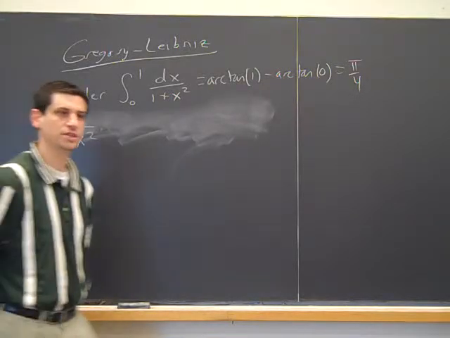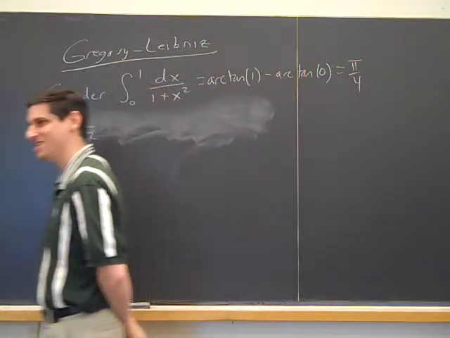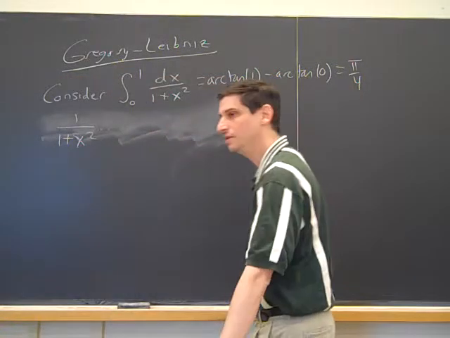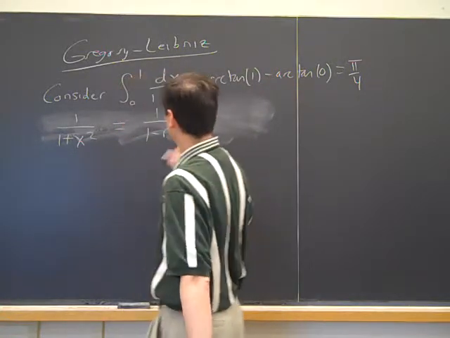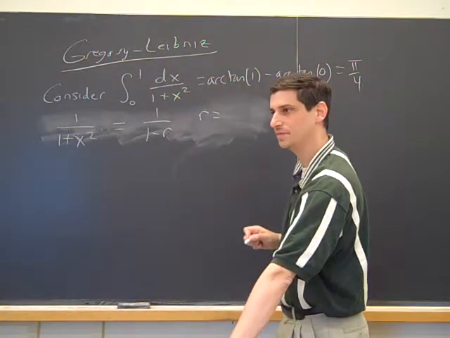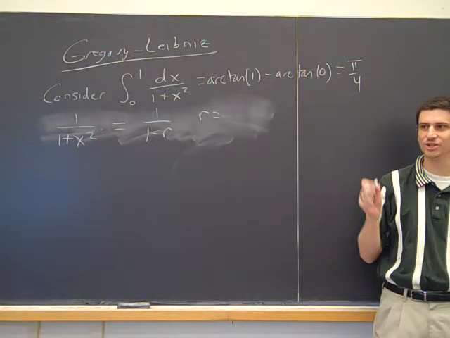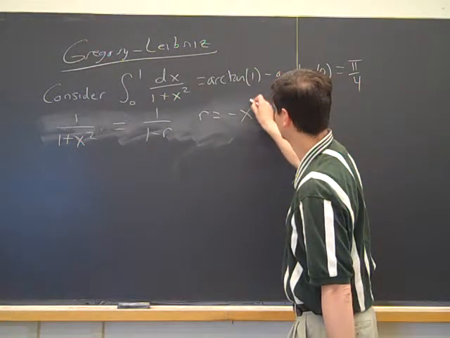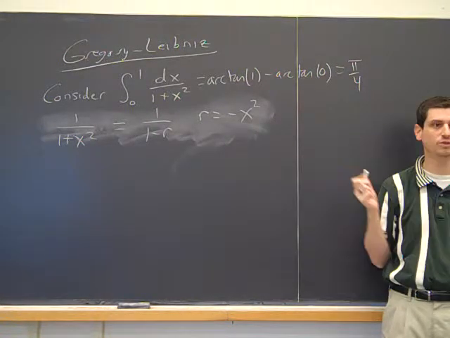Have you seen anything that looks like this before? Geometric series is outstanding. What is r? 1 over 1 plus x? No. So if I want this to equal 1 over 1 minus r, what should r equal? x? Not x, you're close. x squared? You're even closer. What should it equal? Negative x squared. So if we let r equal negative x squared, 1 over 1 plus x squared is 1 over 1 minus r.